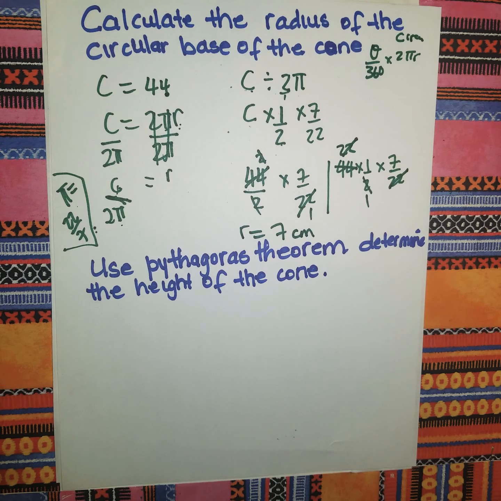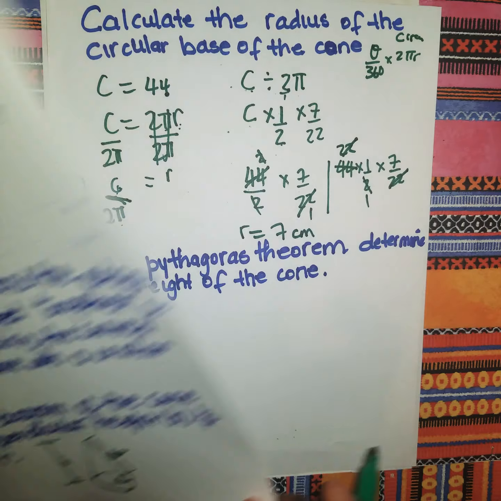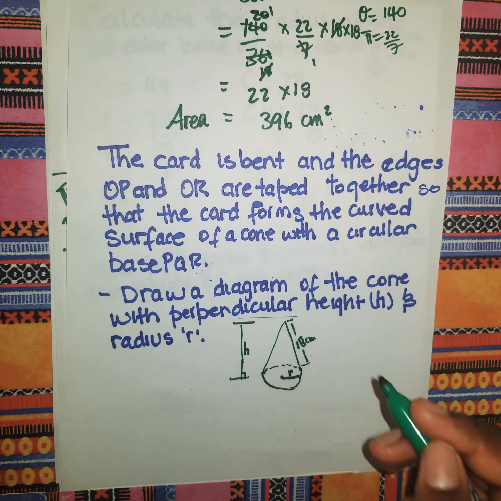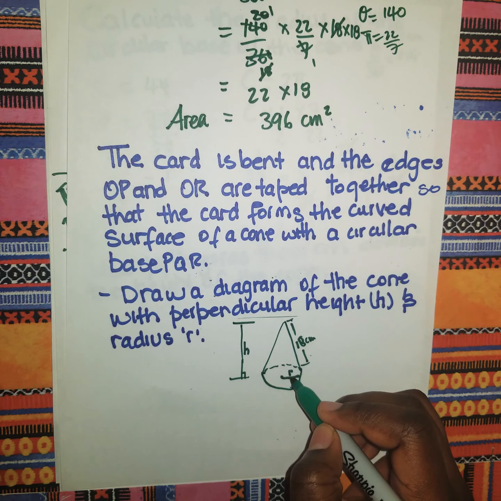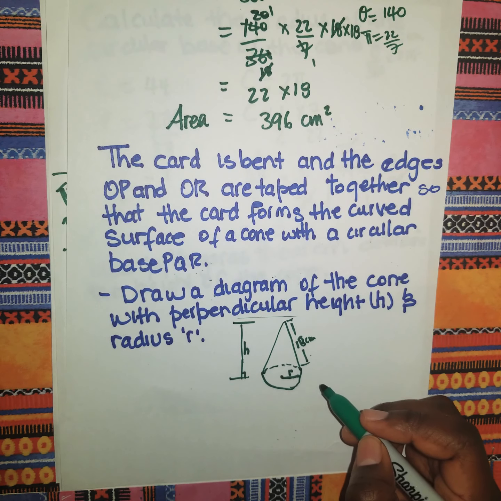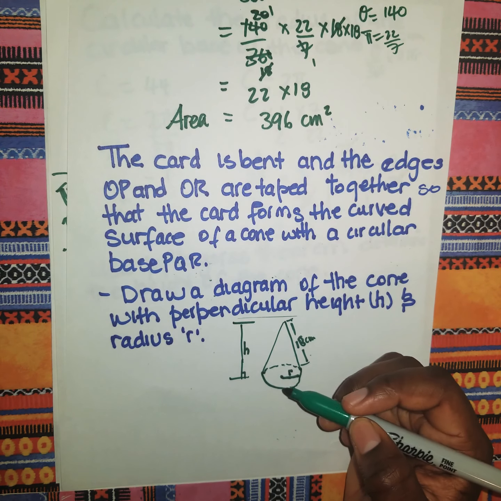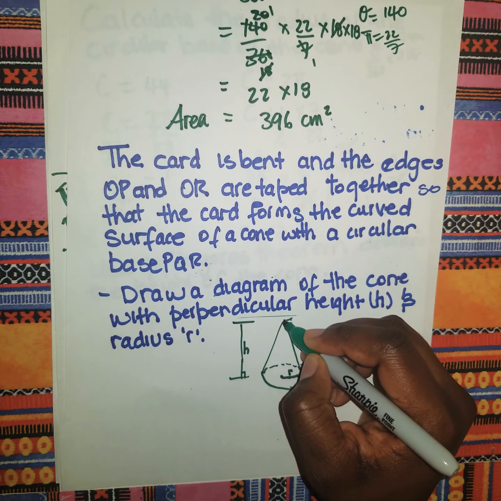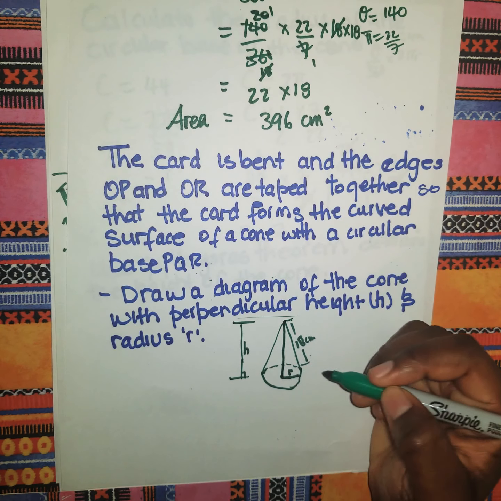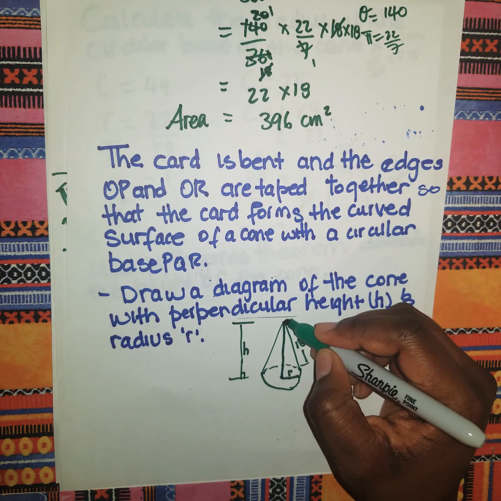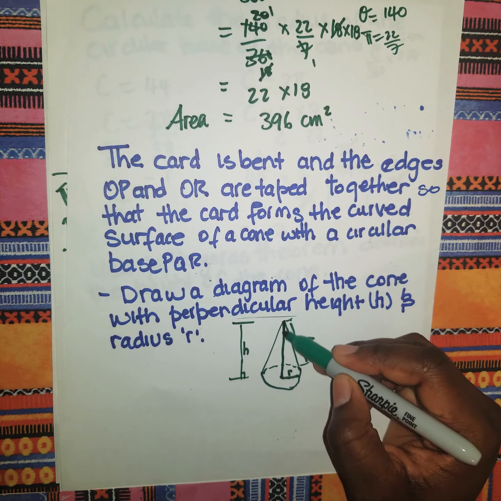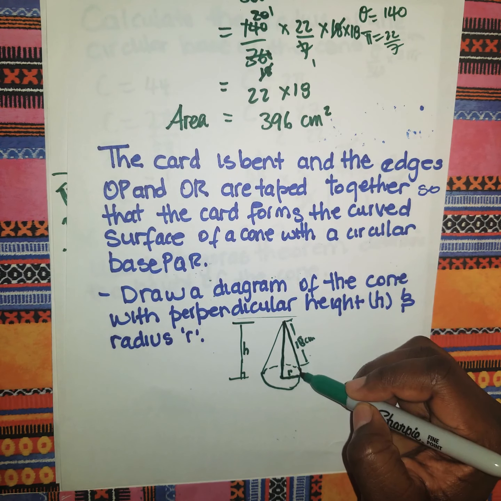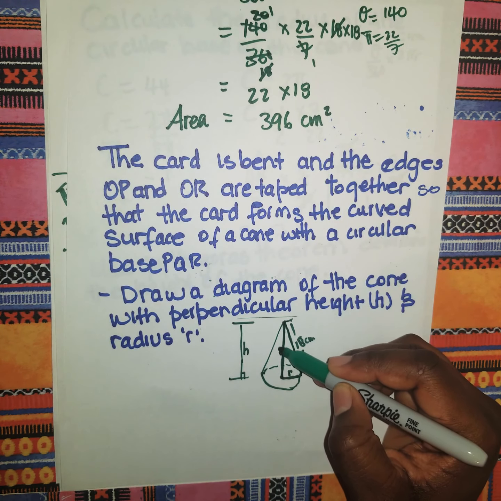Now they say use Pythagoras theorem to determine the height of the cone. So guys, we just saw how this cone would look if it should close up. And so we want to find the height of the cone, the perpendicular height. So from the vertex, from the apex here, down here, we can see a right angle triangle coming out right here, in order to find this particular height.